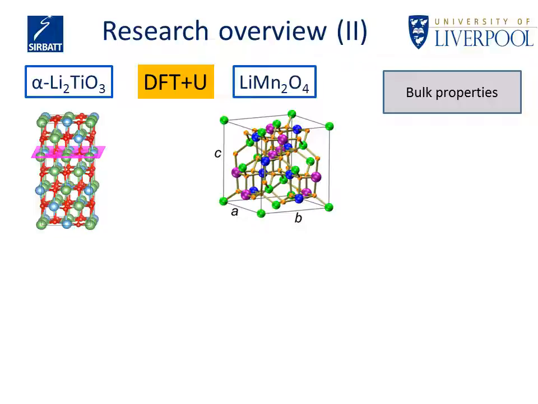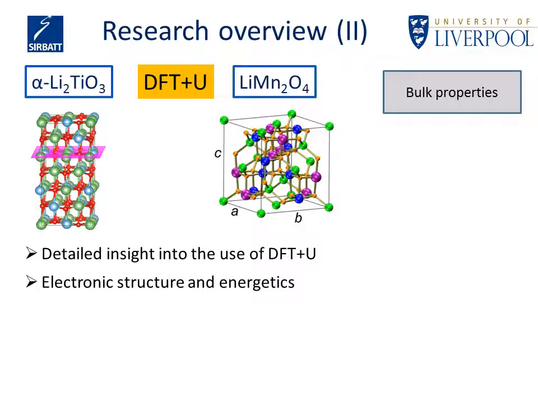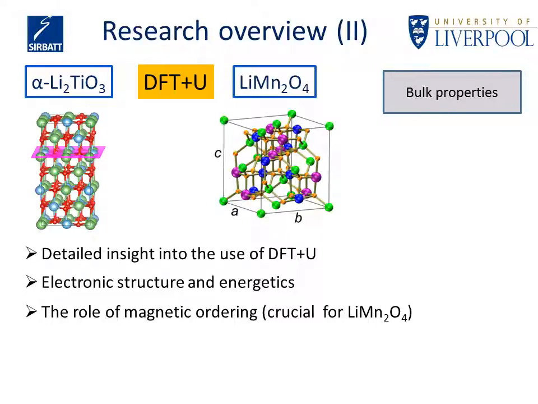Using DFT plus U, we could investigate the bulk properties for these two materials. This allowed us to obtain a detailed insight into the use of different approximations for DFT plus U. In addition, we obtained valuable information on the electronic structure and energetics for these two materials. Particularly crucial to the case of lithium manganese oxide, we also evaluated the role of the magnetic ordering.